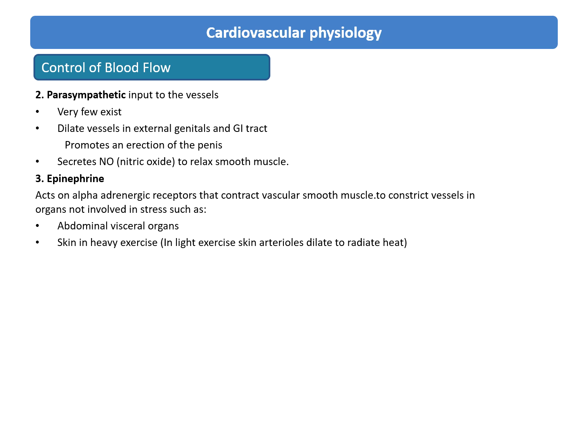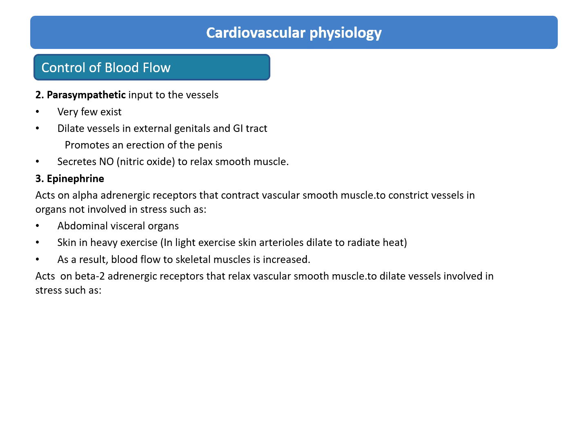Now, what's going on here? By contracting the vessels and constricting the flow to these organs, blood is made available for the vital organs involved in stressful activities like the skeletal muscles. As a result, blood flow to skeletal muscles is increased. It acts also on beta 2 adrenergic receptors that relax vascular smooth muscle to dilate vessels. These are the vessels that are involved in stressful activities such as skeletal muscle and cardiac muscle.